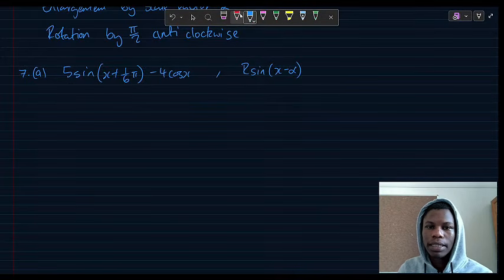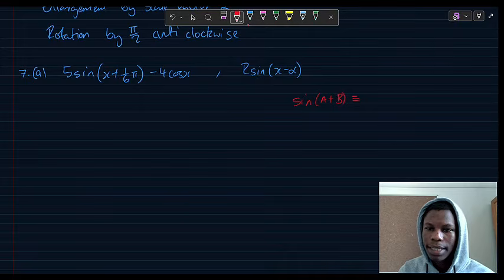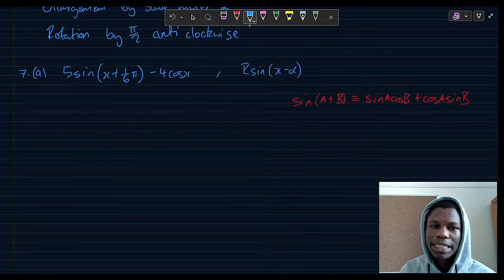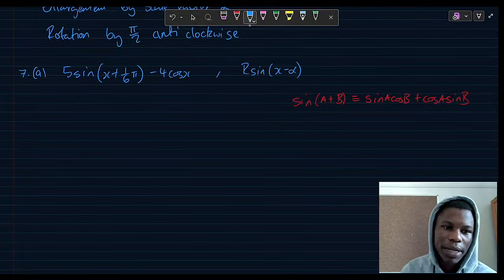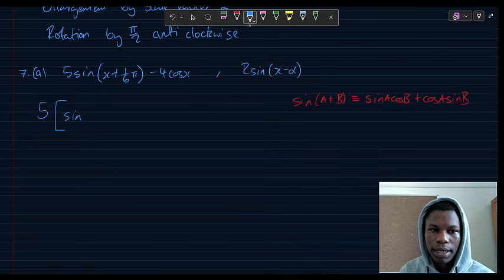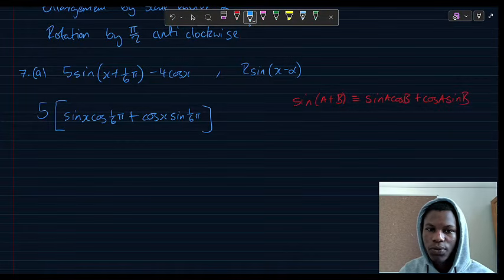So if you go to the MF19, if you want to expand sine(a + b), this is identical to sine a cos b plus cos a sine b. Let's use that on sine(x + 1/6 pi). Our a is x, our b is a sixth pi. So that's 5, now put a big bracket: sine x, cos a sixth pi, plus cos x sine a sixth pi, and minus all 4 cos x.